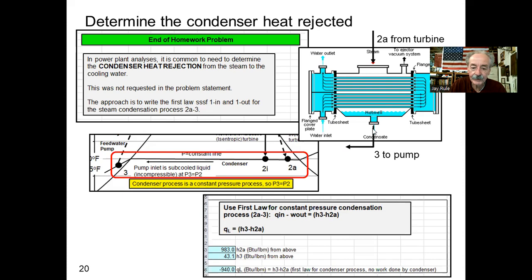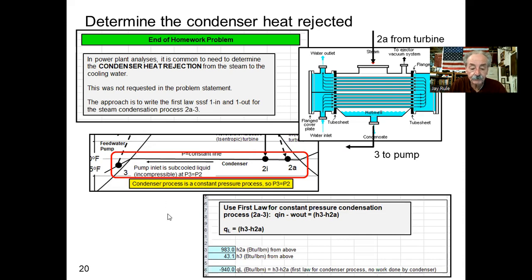2A to 3. The condenser is operating at constant pressure, and its purpose is to condense steam back to liquid so you can pump it. There's no output power from the condenser. It's just a heat exchanger. So W for the condenser is 0. Here's the visualization on our TS diagram. We're condensing. We're not quite saturated vapor, but we're a pretty high quality vapor. We've got to get all of that condensed, not only back to a saturated liquid, but for this problem, a subcooled liquid, at constant pressure.